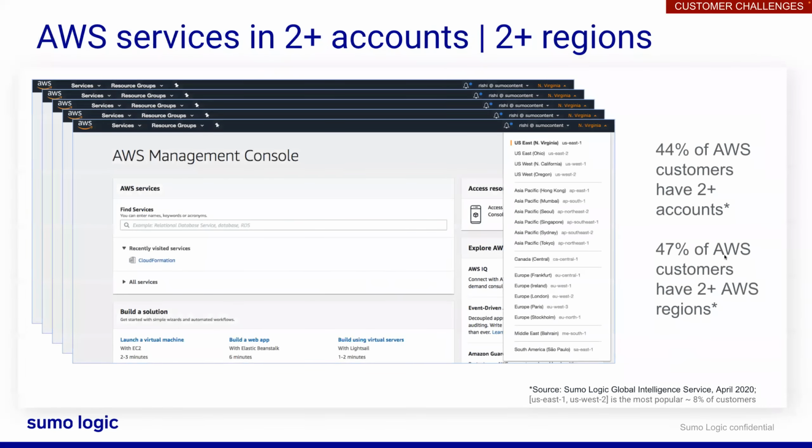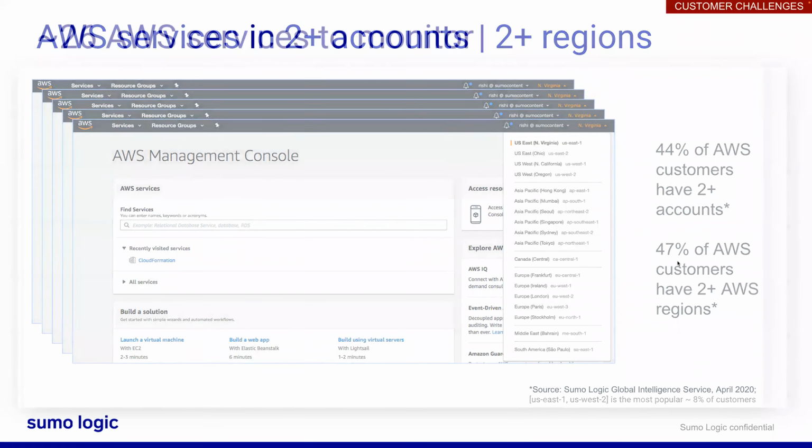So what we found is, and this data is kind of old, but it's probably even higher by now, 44% of customers have 2+ accounts. 47% of customers have 2+ regions. So what we're finding is a customer might have an account for production data. They might have an account for development data. They might have an account for QA data, and many, many more. They might have an account based in US East. They might have an account based on US West. They might have an account for India, an account for South Africa, South America, all these different AWS regions.